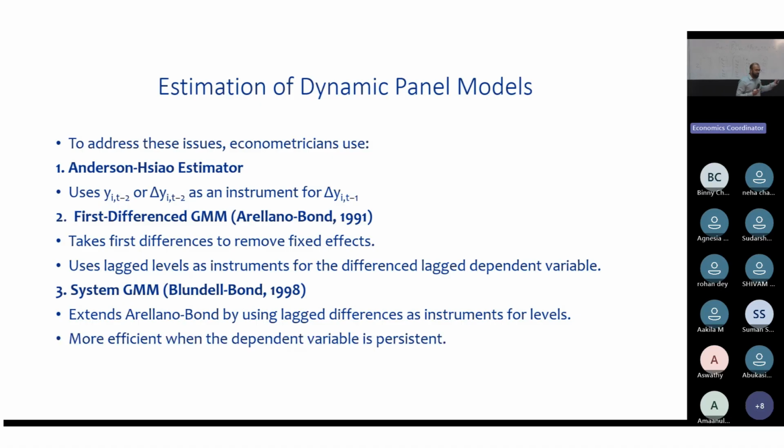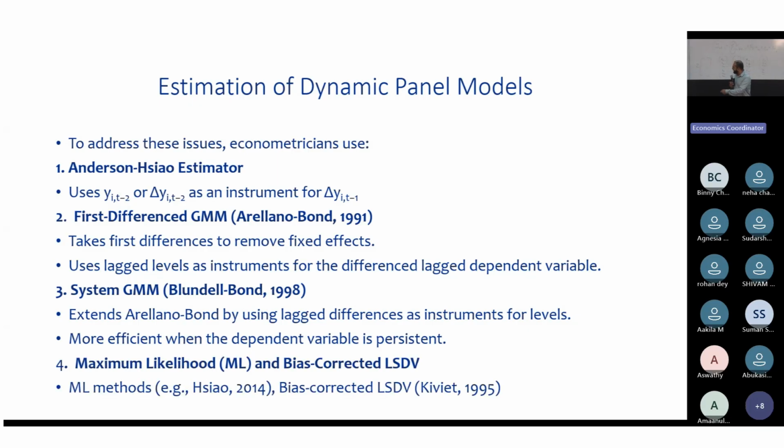Okay. So the whole argument is that system GMM turns out to be much better if there is persistence in the y variable, the y t minus 1. So this is what we do. There are maximum likelihood and bias-corrected LSDV methods, least squares dummy variable methods, as well. But our discussion is going to be around these two, the most commonly used approaches.